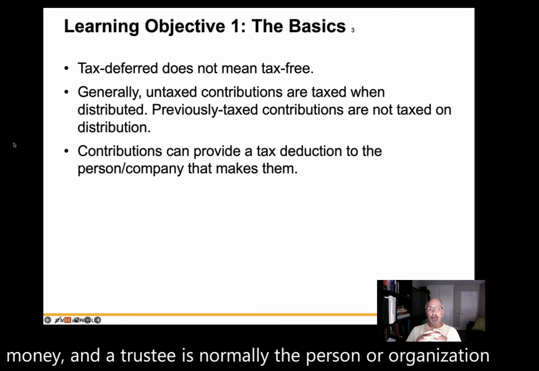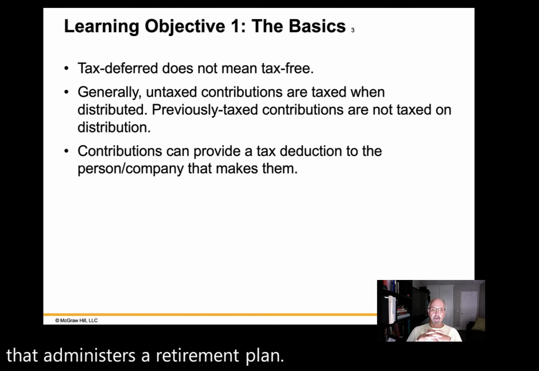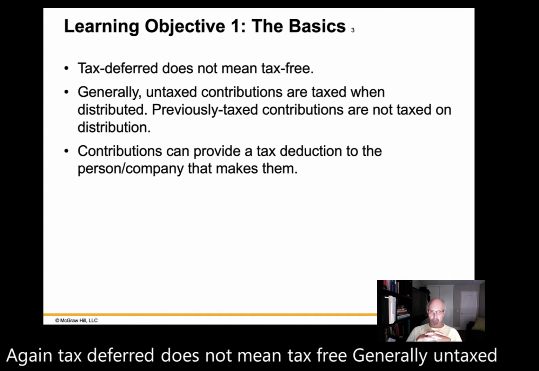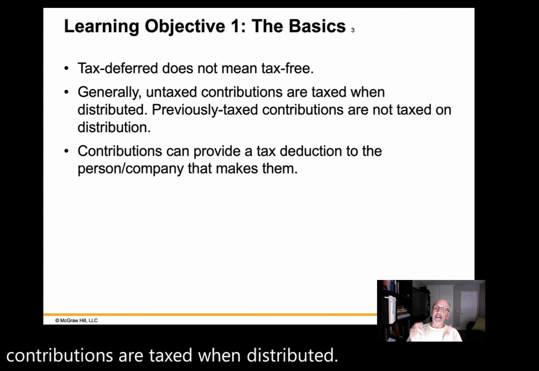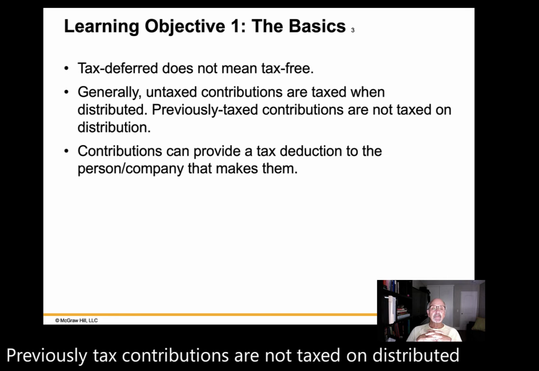Again, tax deferred does not mean tax-free. Generally, untaxed contributions are taxed when distributed. Previously taxed contributions are not taxed on distribution because obviously you've already paid the tax.